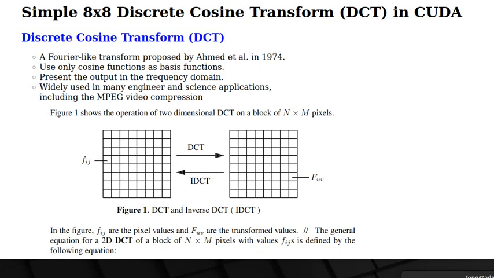In this video, we explore the implementation of an 8x8 Discrete Cosine Transform, DCT, in CUDA. The DCT, introduced by Ahmed et al. in 1974, is a Fourier-like transform that differs from the traditional Fourier transform by using only cosine functions as its basis. The DCT converts input data into the frequency domain, making it a powerful tool in engineering and scientific applications. One of its most notable uses is in MPEG video compression, where it plays a critical role in data reduction and signal analysis.